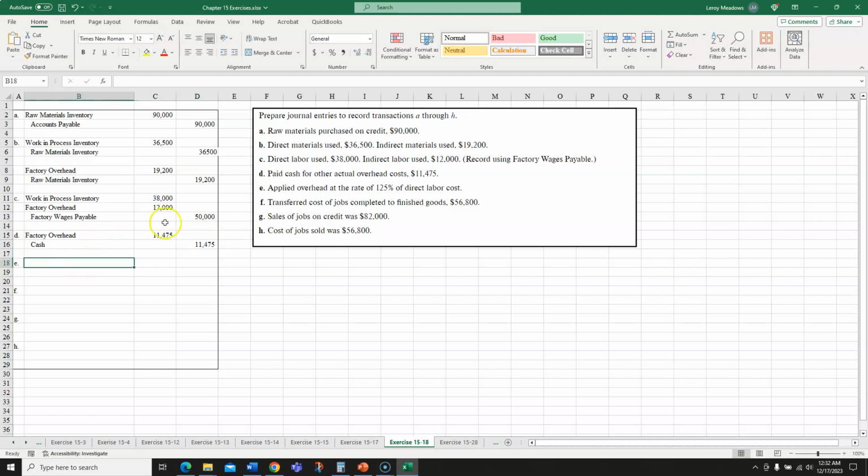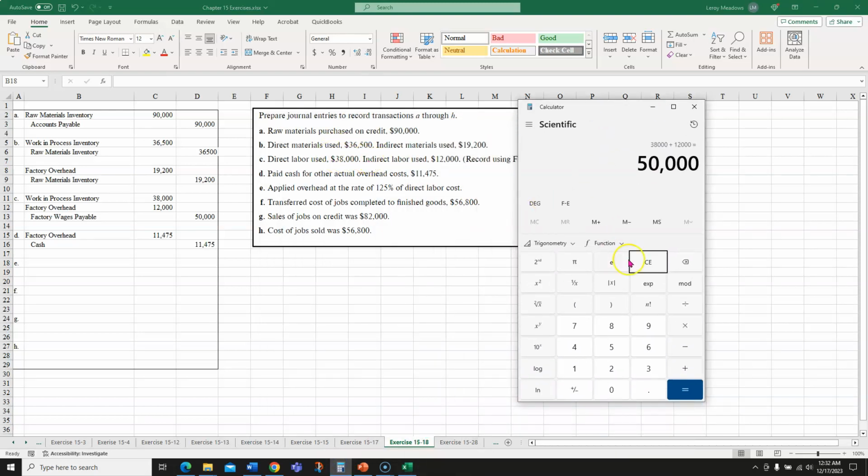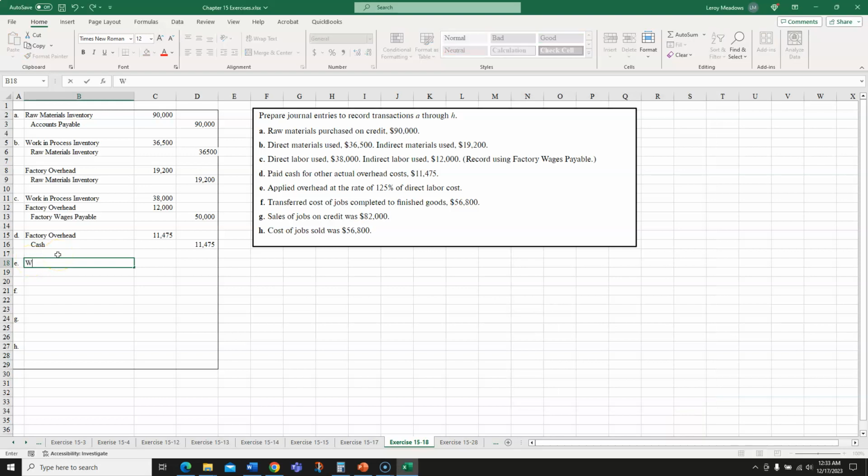Okay. E, applied overhead at the rate of 125% of direct labor costs. Okay, what were my direct labor costs? We're told here $38,000. So I'm going to take that $38,000 times 1.25, and that'll give me overhead applied of 47,500. Now, when I'm actually applying overhead, I'm going to debit work in process inventory. The accumulation of overhead is a debit to factory overhead. And the application of overhead is a credit to factory overhead and a debit to work in process inventory.